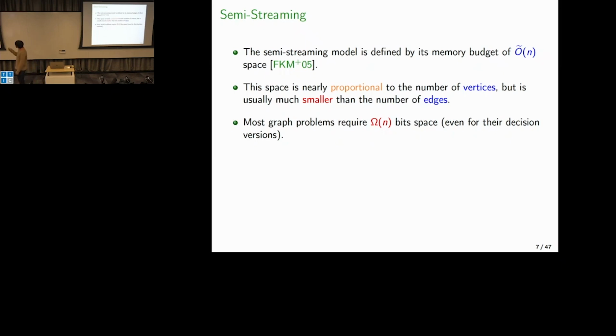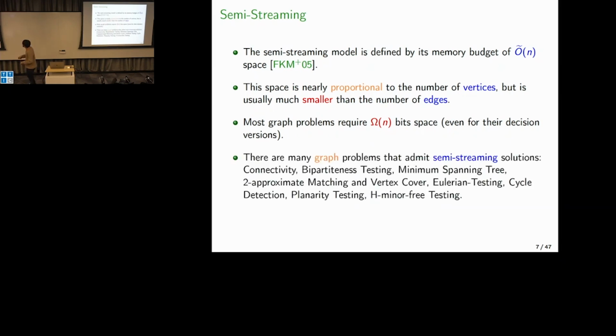The reason for this O tilde n is that most graph problems actually require omega n bits of space. Right? So if you look at something like matching or min cut, where you want to output the cut, let's say, that will take you n space. But even for the decision versions, you actually need omega n bits of space. So omega n is really sort of a lower bound. You want to study space regimes larger than it. And it turns out there are many problems that actually admit semi-streaming solutions. So semi-streaming is a good first step. Okay, so the question today is, can we add minimum cut to this list?